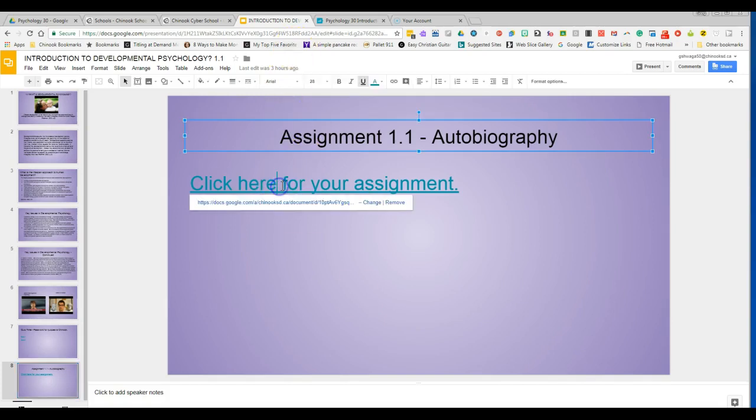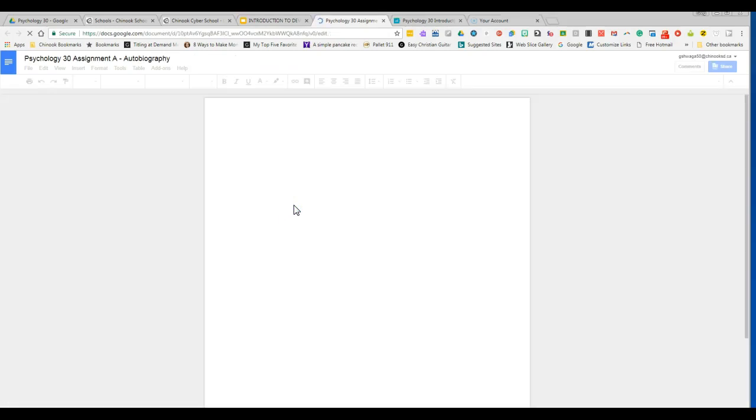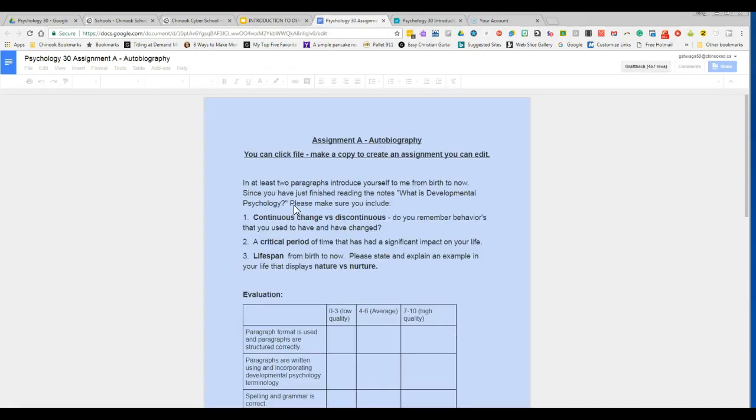Okay, then a larger assignment on 1.1, and this is an autobiography, and I'm just going to go through this as well. Now, this is where you can click in and you just click on it, and it immediately takes you to a Google document. So notice I say make a copy, and this will create an assignment in your Google Drive. You'll get this, and you'll be able to edit this if you need in your Google Drive.